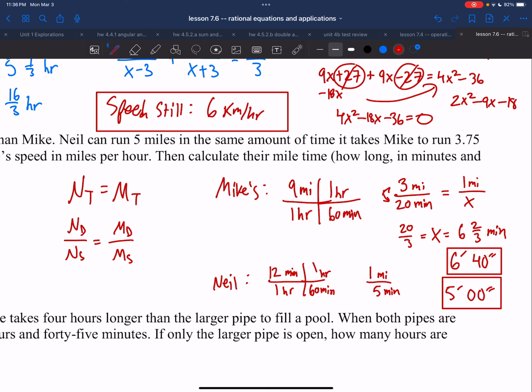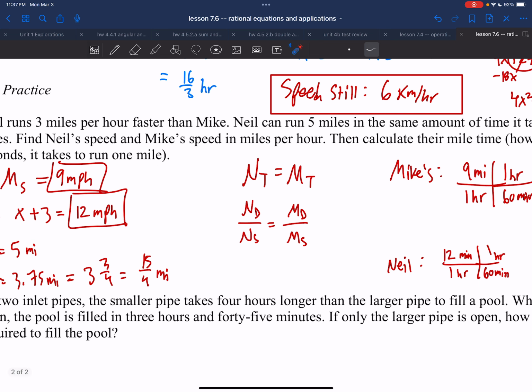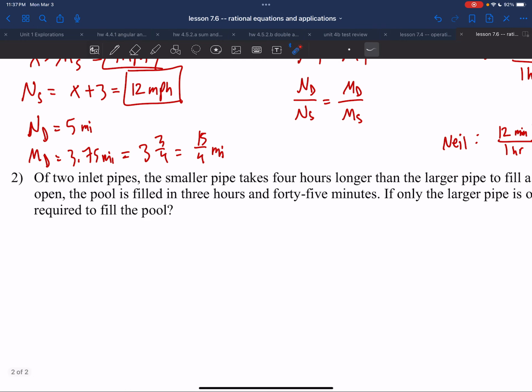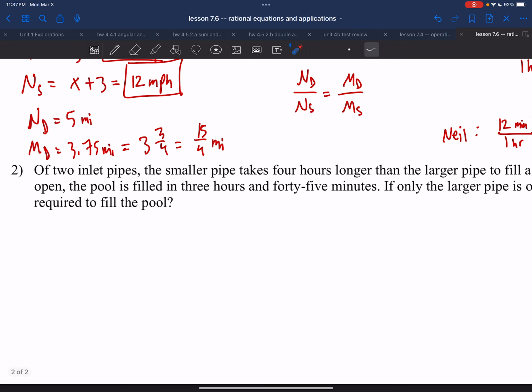Okay. Will I ask you something so complicated on the test? No, I won't. Will I ask you how to find their speeds? Absolutely. Yeah. I'm not going to ask you for anyone's mile time, but I will definitely ask for speeds of stuff. Okay, last example. 2 pipes.